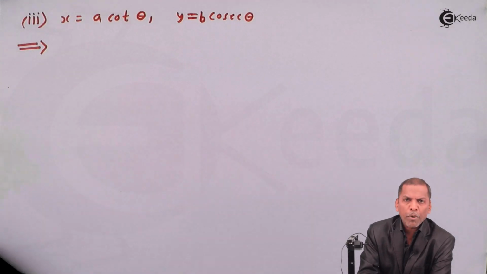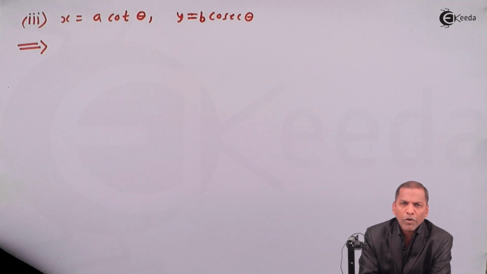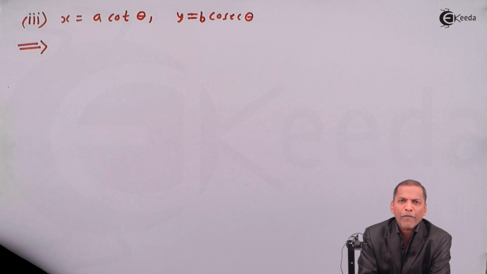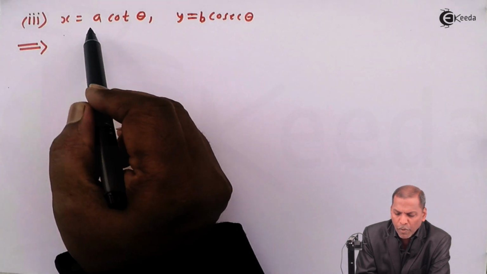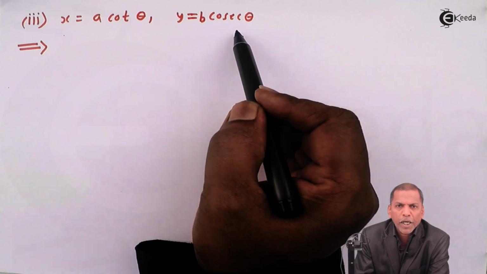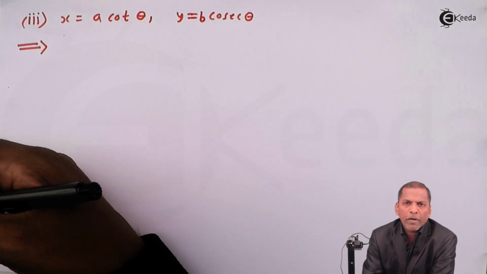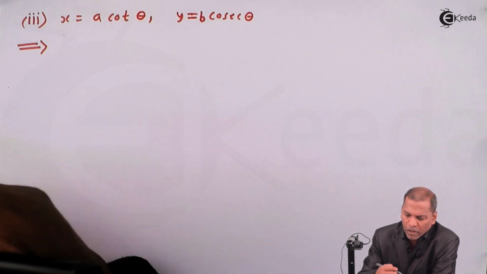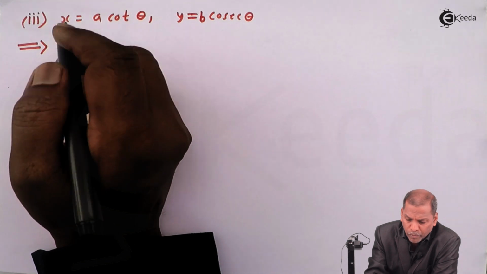Hello friends, now we see problem number 1, sub-question 3, which is based on the theorem of parametric function of chapter differentiation. The sub-question 3 is x equal to a cot theta, y equal to b cosec theta. And for this question, we have to find dy by dx. Now let's see the solution.